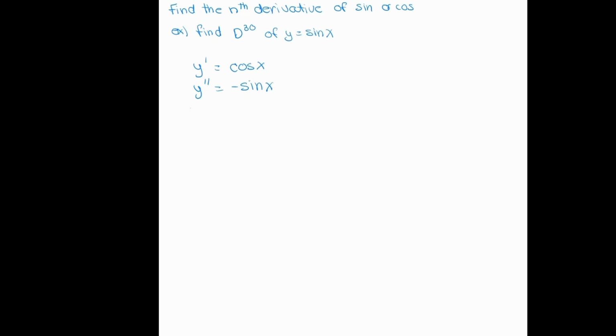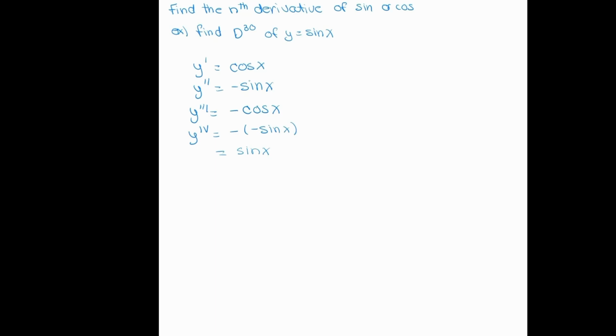So there's my second derivative. My third derivative, the derivative of negative sine x, is negative cos x. Now my fourth derivative, the derivative of negative cos x, is negative negative sine x, because the derivative of cos x is negative sine x. So this is actually equal to sine x. We have returned back to our original function.